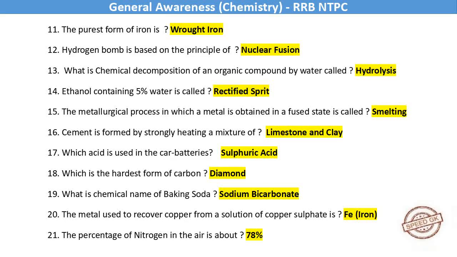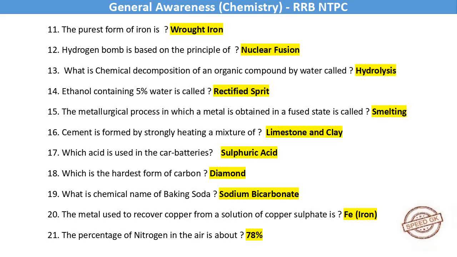The purest form of iron is wrought iron. Hydrogen bomb is based on the principle of nuclear fusion. What is chemical decomposition of an organic compound by water called? Hydrolysis. Ethanol containing 5% water is called rectified spirit. The metallurgical process in which a metal is obtained in a fused state is called smelting. Cement is formed by strongly heating a mixture of limestone and clay.